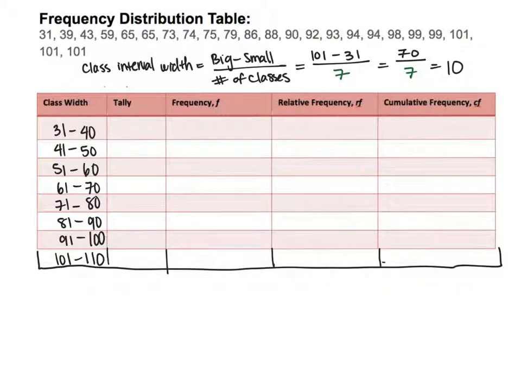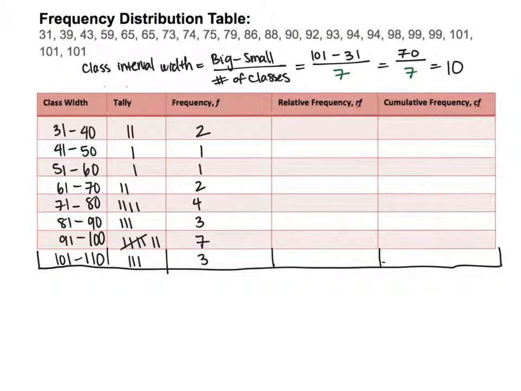So now I'm going to try to figure out my tallies. In this case, numbers from 31 to 40, that's going to be 31, 39, and that's it, 2 tallies. And I'm going to count that as my frequency as just 2. From 41 to 50, that is going to be, let's see, just 1. So I'm going to go fill out the 2 columns here. I'm going to pause the video so I can fill that out. Okay, so I filled out the 2 columns here.